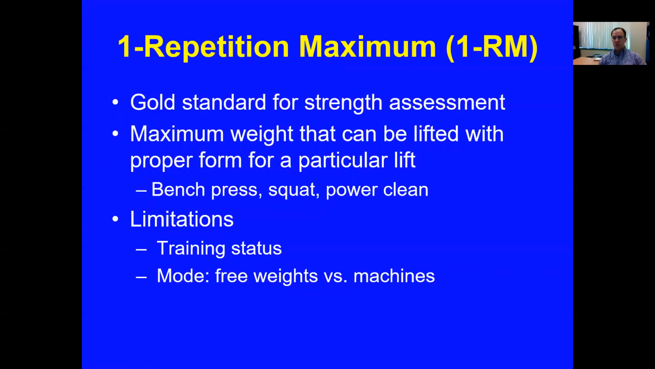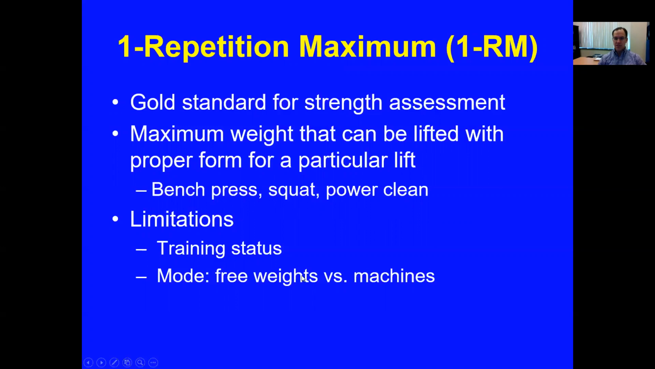Well, one way to determine what load a person needs to do is doing a 1 repetition maximum. And a 1 rep max, or 1 RM, is the amount of weight that someone can lift one time. And it's considered the gold standard for strength assessment. Examples that people would use are the bench press, squat, power clean. And the key though, when you're doing 1 RM, make sure the person is doing proper form. It's not how much weight you lift, but how much weight you lift properly that's going to matter.